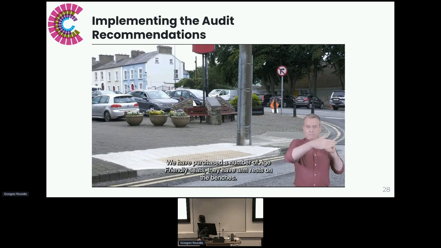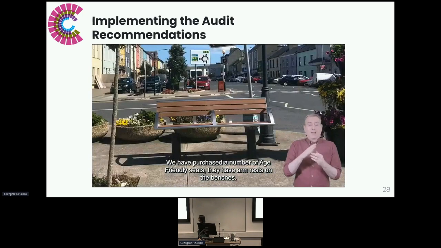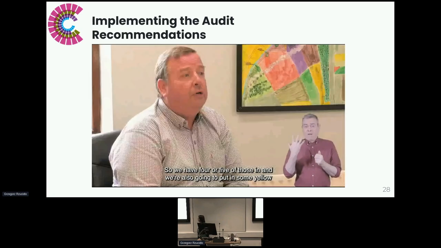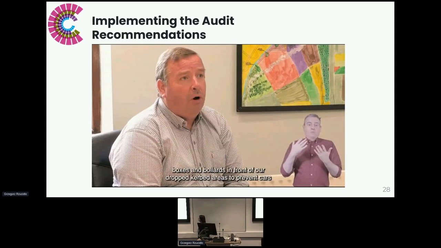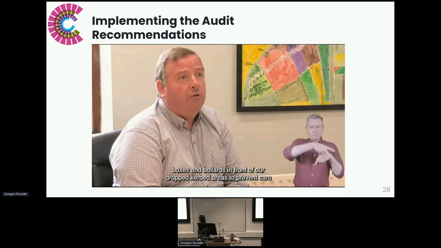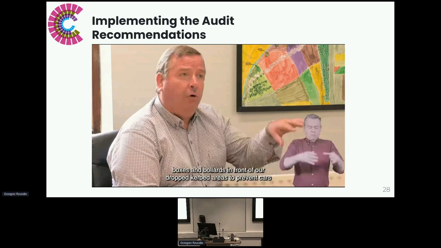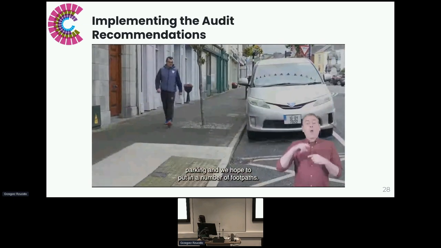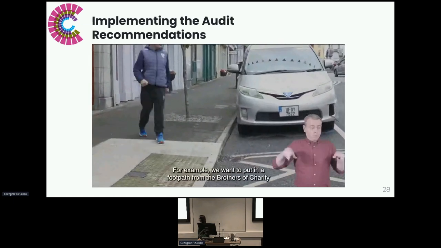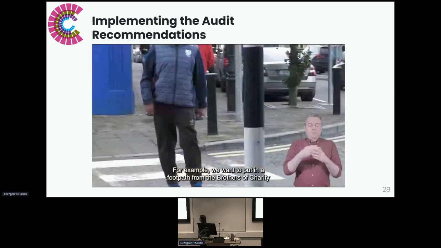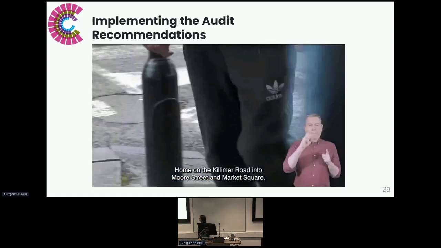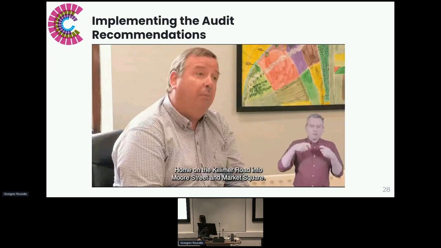We have purchased a number of age-friendly seats. They have armrests on the benches, so we have four or five of those in. We're also going to put in some yellow boxes and bollards in front of our dropped curb areas to prevent cars parking. And we hope to put in a number of footpaths. For example, we want to put in a footpath from the Brothers of Charity home on the Kilrush Road up into Moore Street and Market Square.